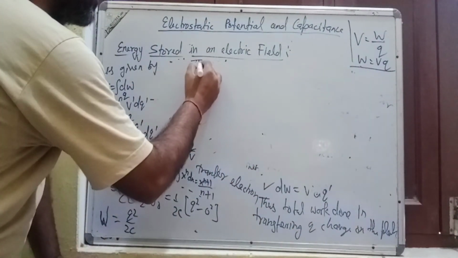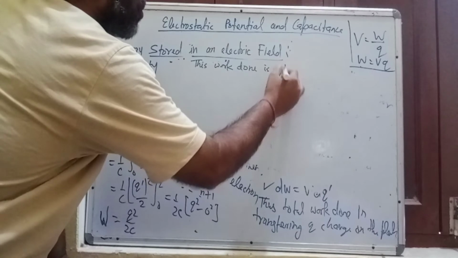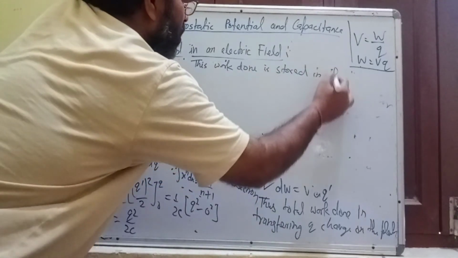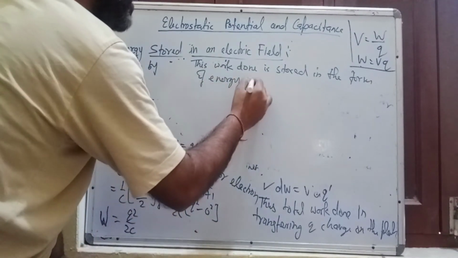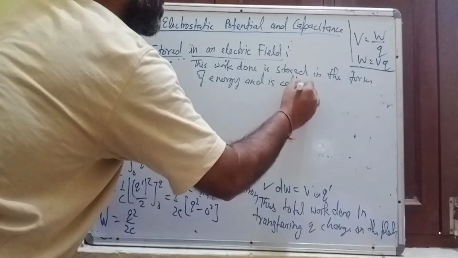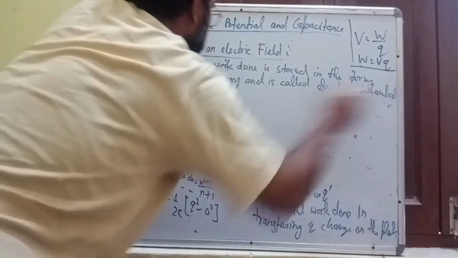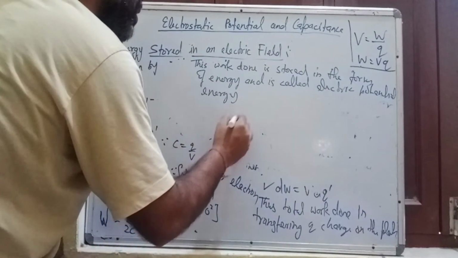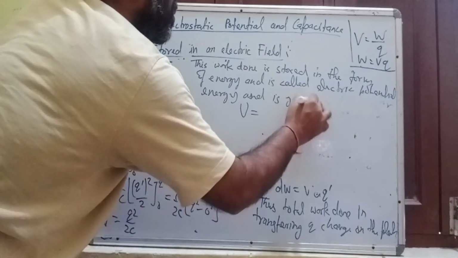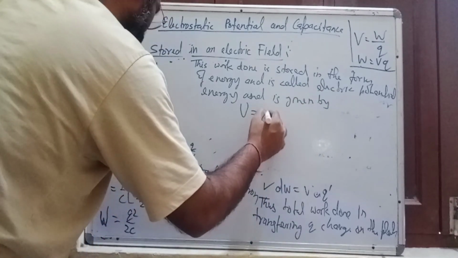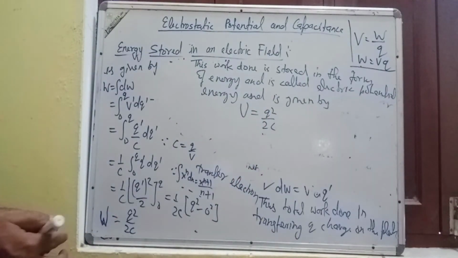This work done is stored in the form of energy and is called electric potential energy, given by U equal to Q squared upon 2C. This is the energy stored in the electric field.